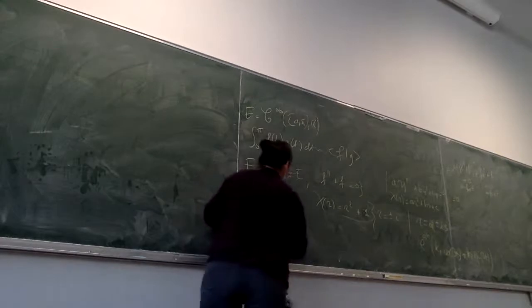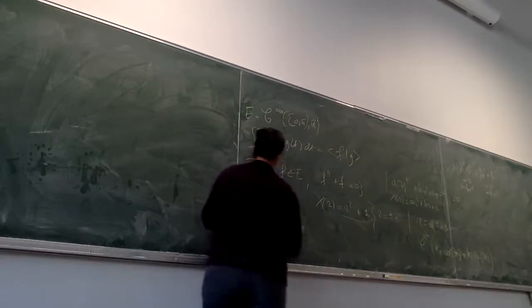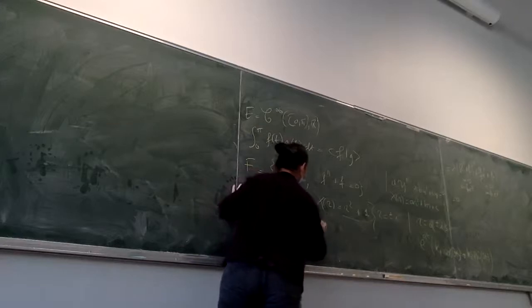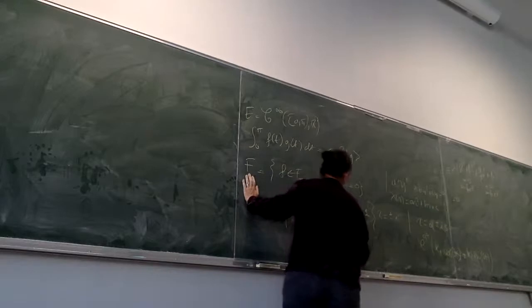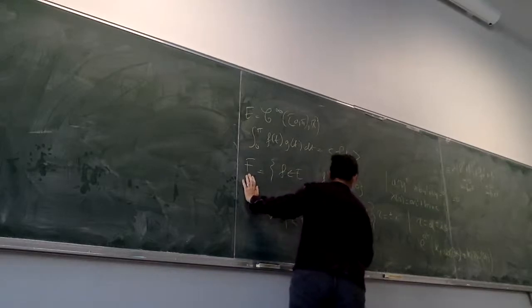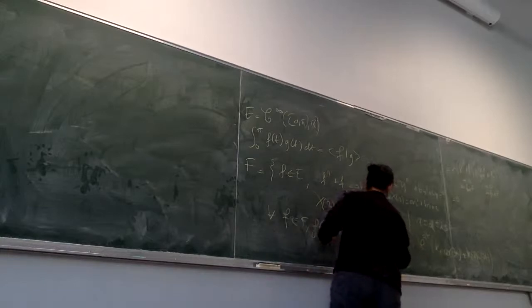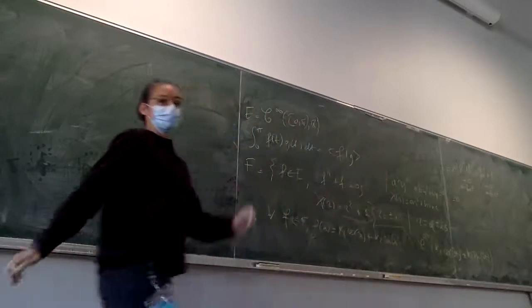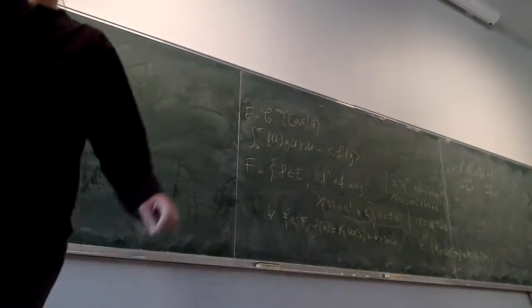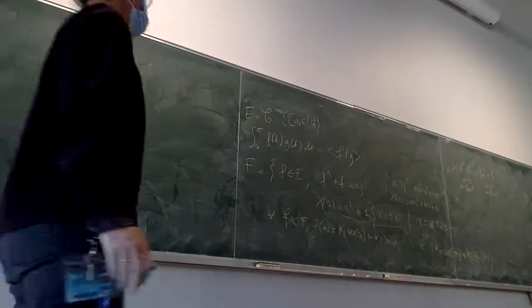So all solutions are going to be written as one constant times cosine plus another constant times the sine. Okay?